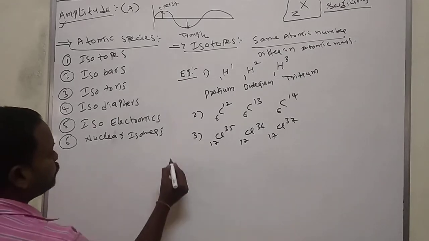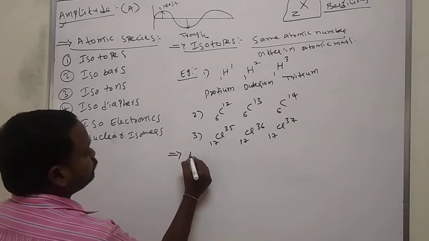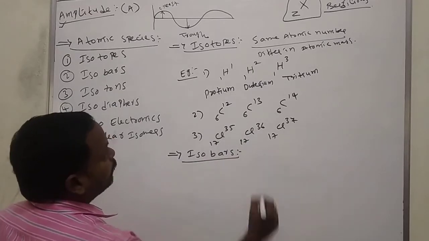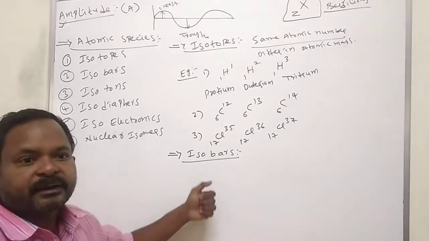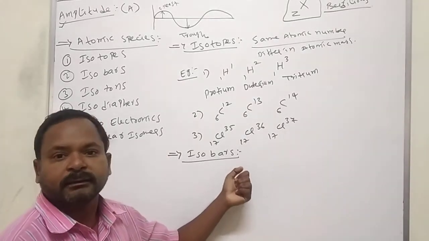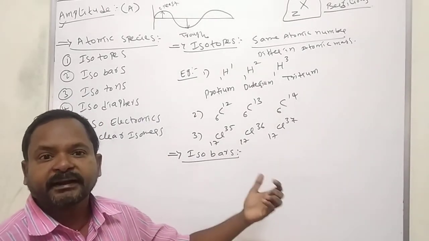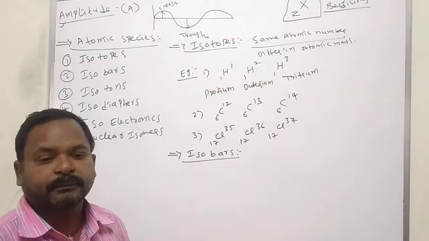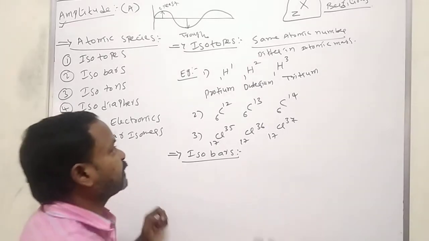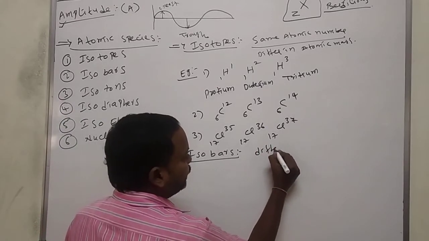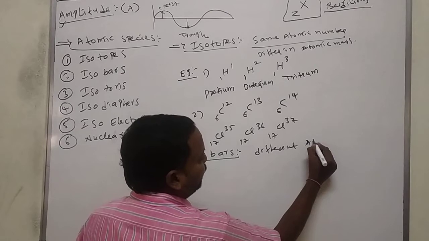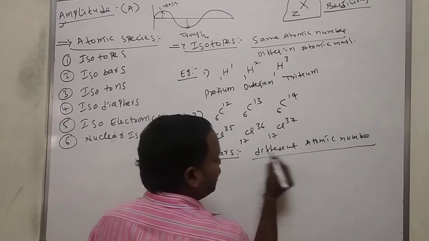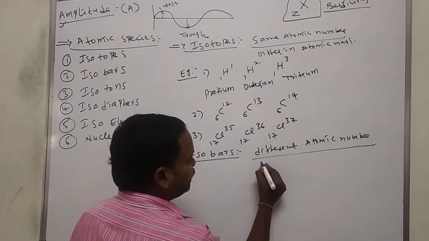Okay, second one, isobars. The atomic species which have different atomic number but the same atomic mass.